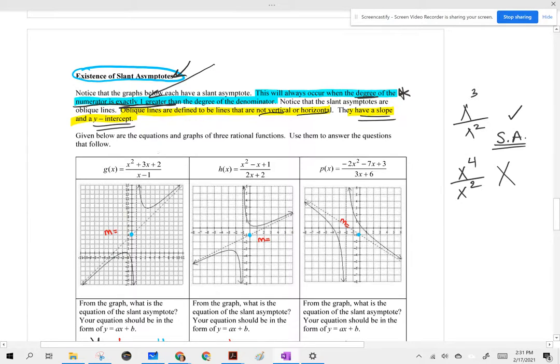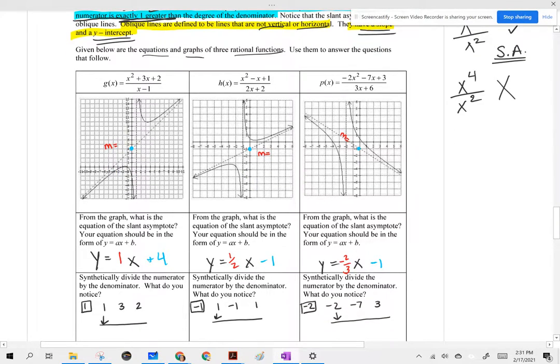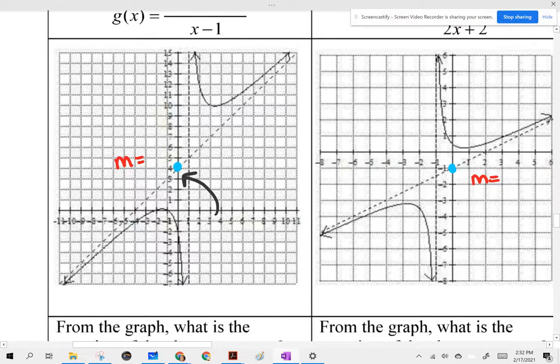So given below are the equations and the graphs of these three rational functions. We're going to use these graphs to answer the questions. From the graph, what is the equation of the slant asymptote? Well, the first thing I wanted to do was identify that y-intercept, which is 4. And then to calculate according to the graph, let's calculate the slope. Well, I can go up 1, 2, 3. So I'm going up 3 and I am running 3. That gives me a slope of positive 1.